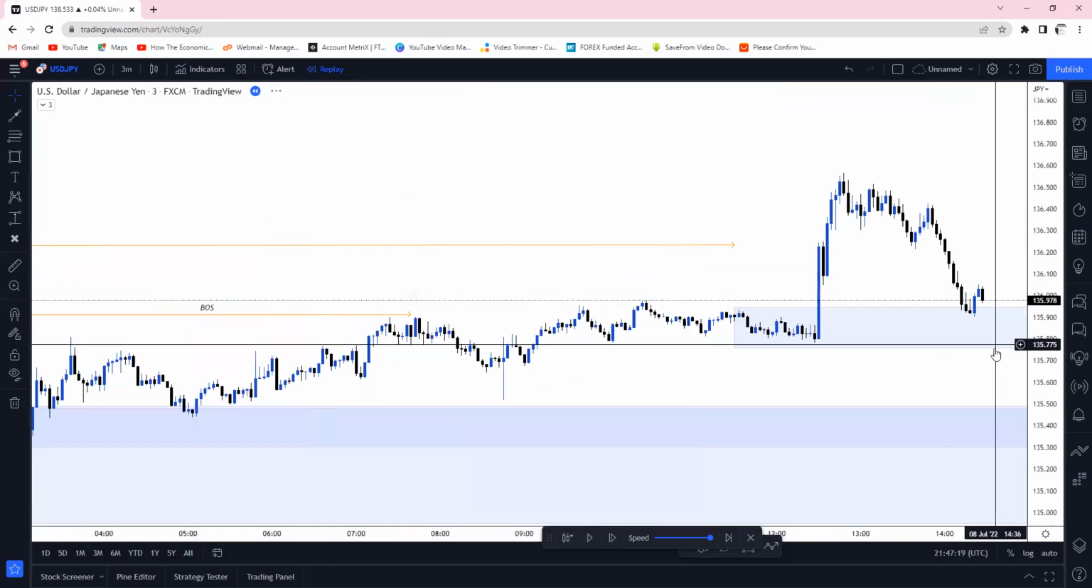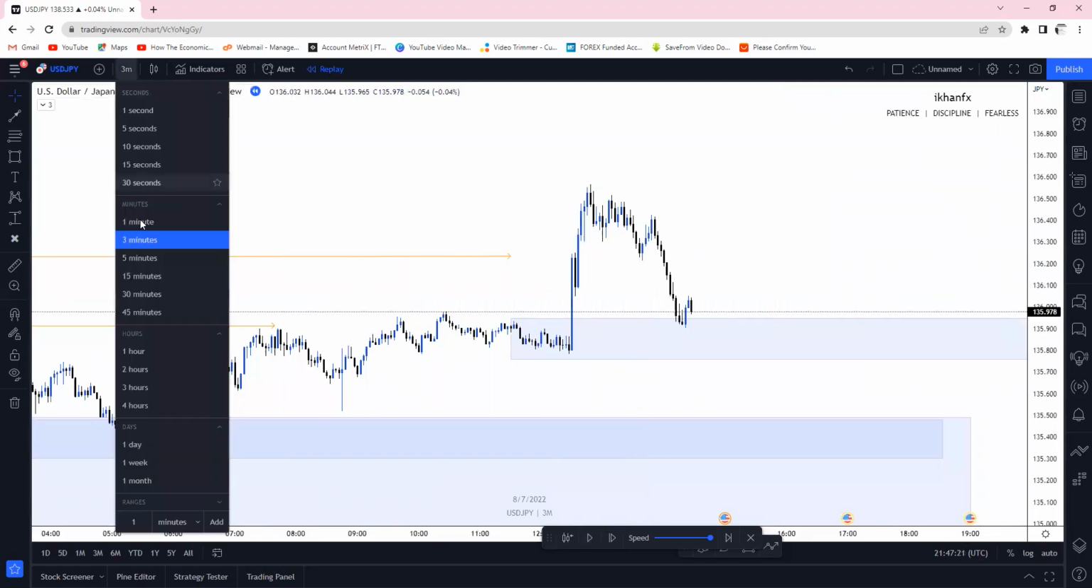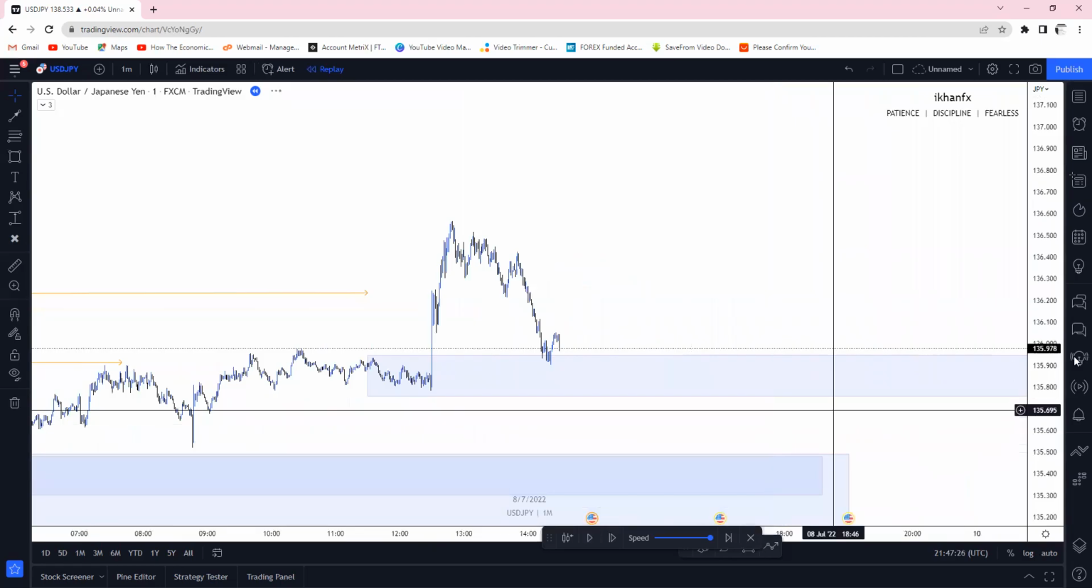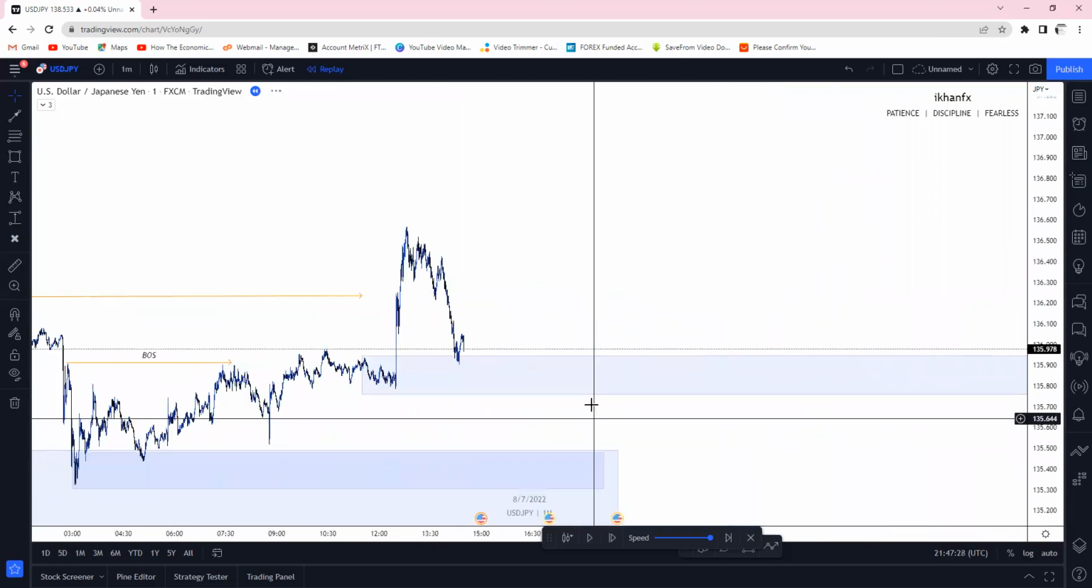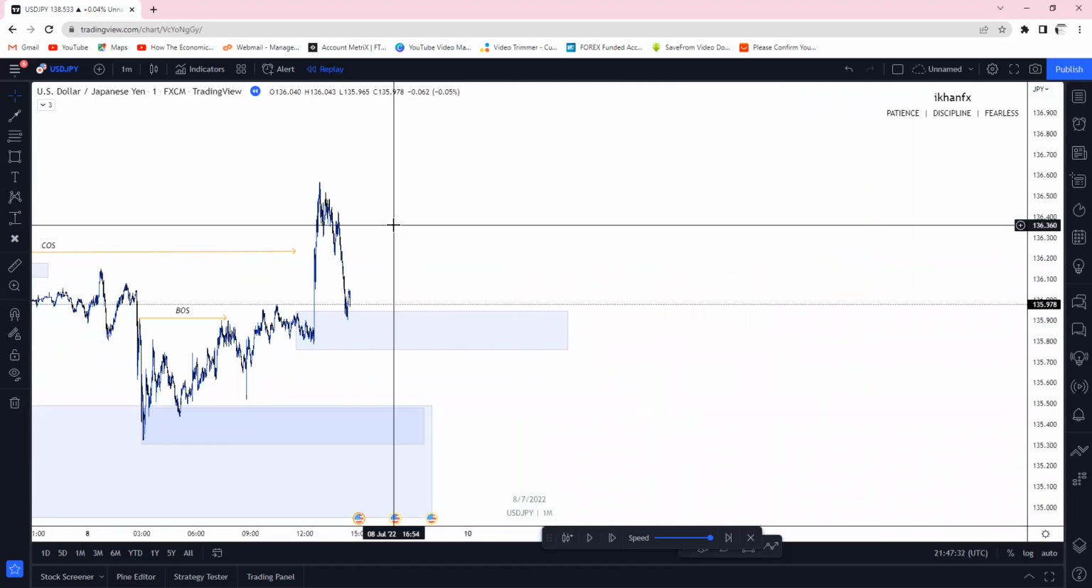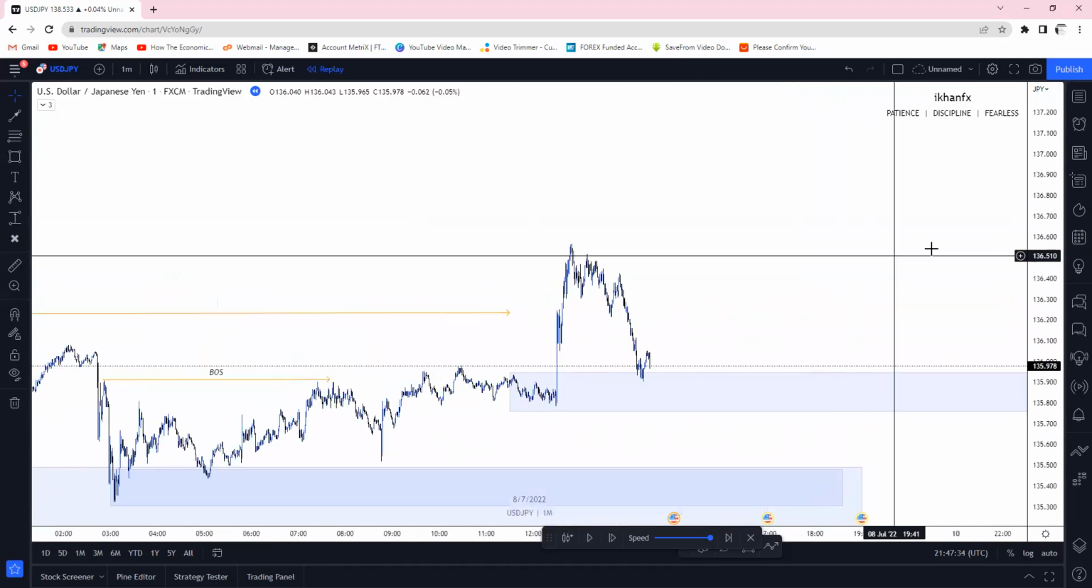Let's go to 3 minutes, 1 minute to check a confirmation. To look for confirmation, any time frame you can look for confirmation, especially structure to be clear, so you see it well.